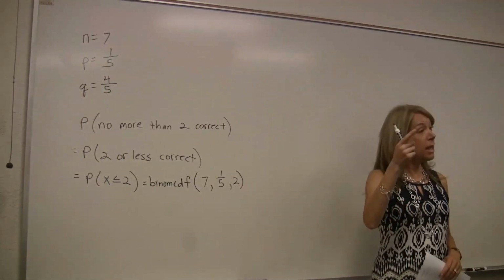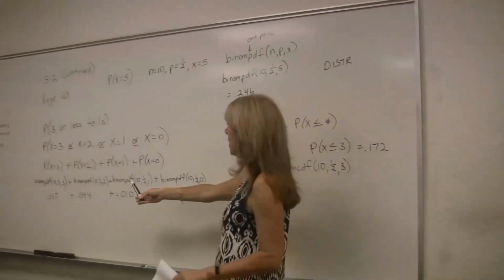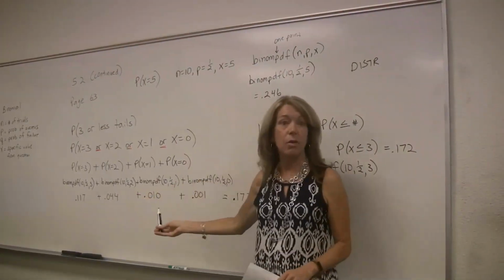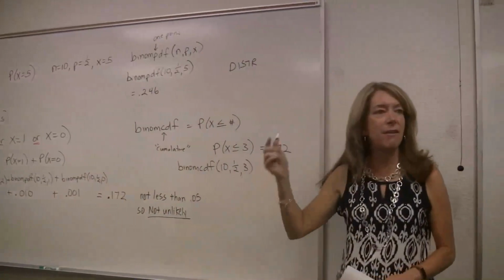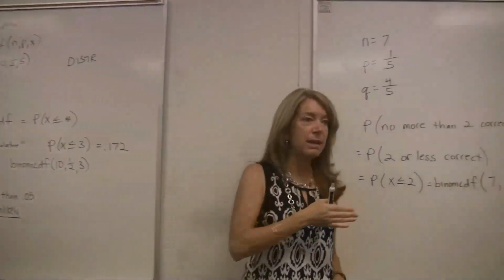Do you just do, I don't have to do the 2, the 1, and the 0, because remember, our options are to do the PDF a bunch of times, or just do the CDF, and the CDF automatically does 2 and 1 and 0. It does everything from that number down to 0.